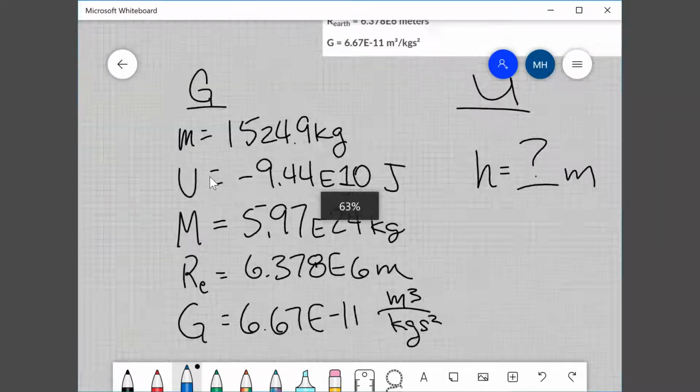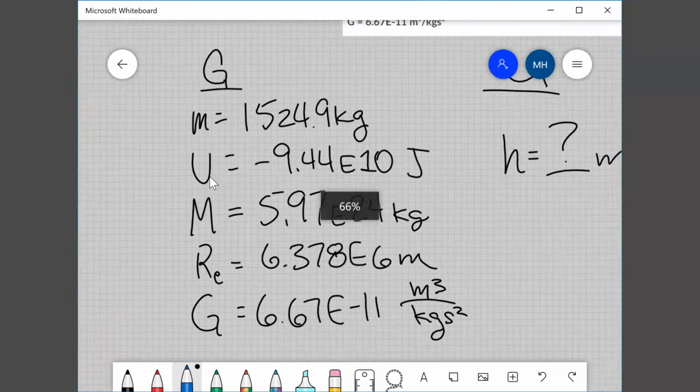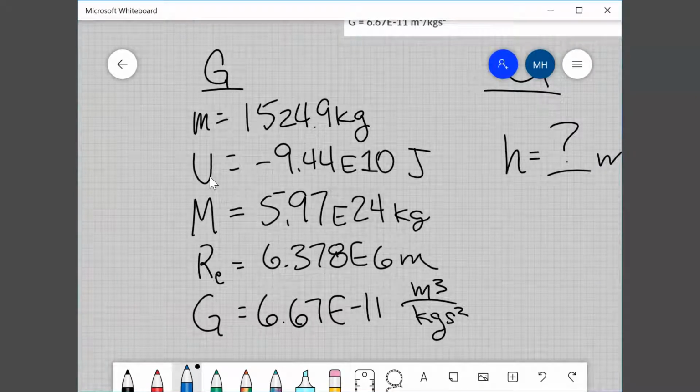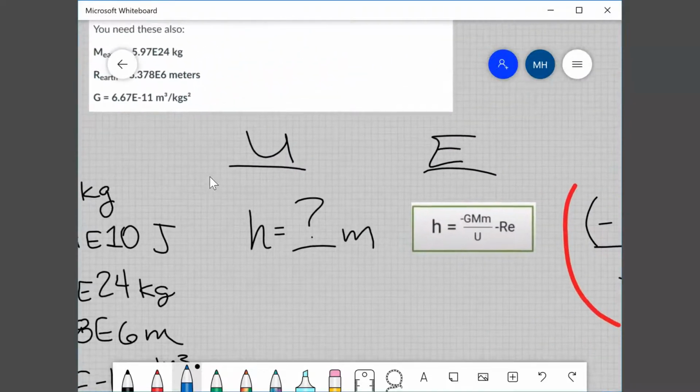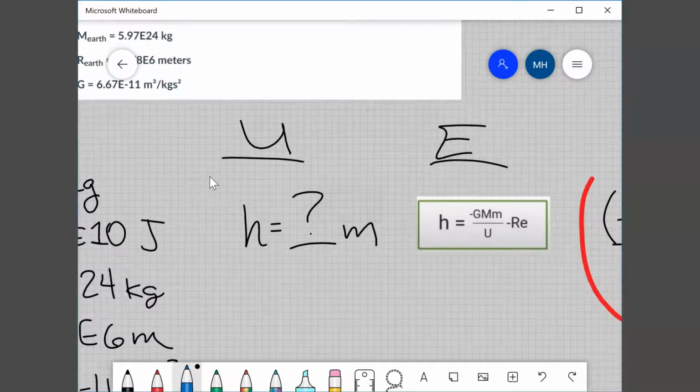So we're going to start by writing down what we know about this problem. So we know the smaller mass. We know the potential energy. We know the mass of the Earth. We know the radius of the Earth. And we know the universal gravity constant. If you watched my tutorial video, you would also know that you can find the height from this. So that's what we're going to do.